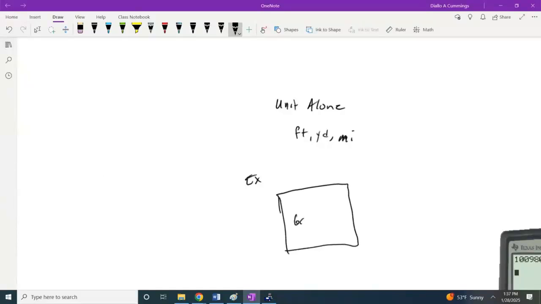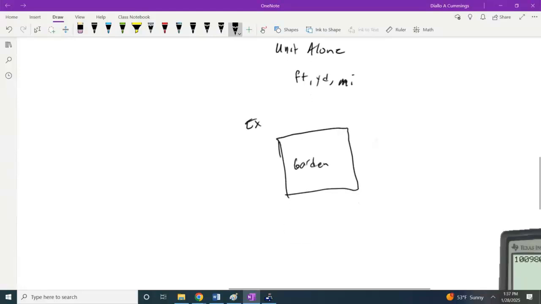So for example, let's just say this is a garden, and on a garden, this is 10 feet, this is 3 feet, this is 10 feet, this is 3 feet. So if you wanted to find out how much fence you need, you would just add 10 plus 10 plus 3 plus 3. So you would need 26 feet of fence, right?